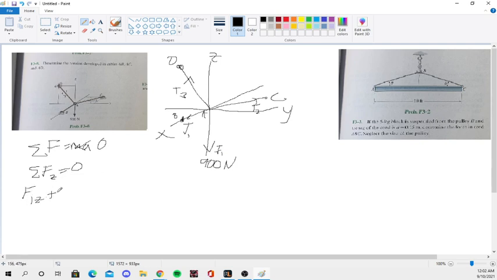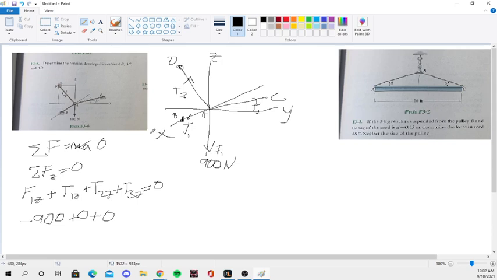So we know that F1z plus T1z plus T2z plus T3z, these all equal 0. So F1z is just going to be negative 900 since it's pointing straight down on that z-axis. And then for T1, since it doesn't have any z component, it's just on the x-axis, the z component is going to be 0. And the same thing for T2, because AC is on the xy plane and it doesn't have a z component, so that's going to be 0 as well.